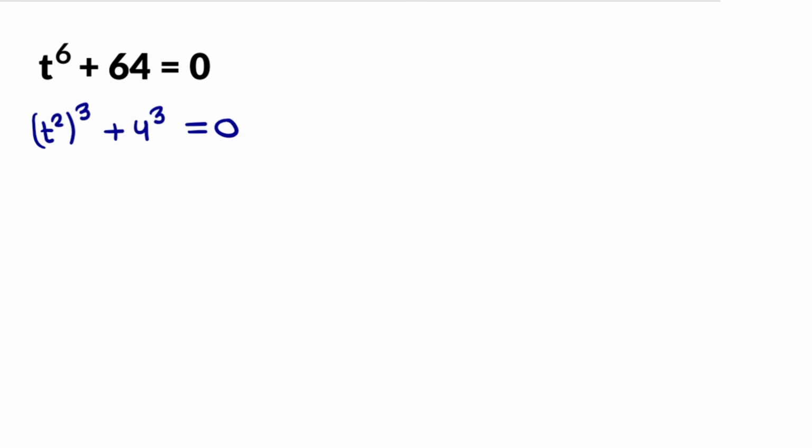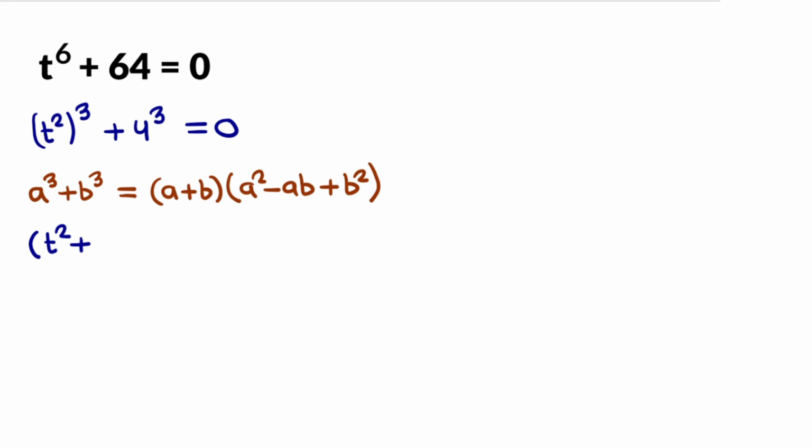And now we can use one of the classic algebraic identities, the sum of cubes. a cubed plus b cubed equals the quantity a plus b multiplied by the quantity a squared minus ab plus b squared. In our case, a is t squared and b is 4. So we get the quantity t squared plus 4 multiplied by t to the 4th power minus 4t squared plus 16 equals 0.